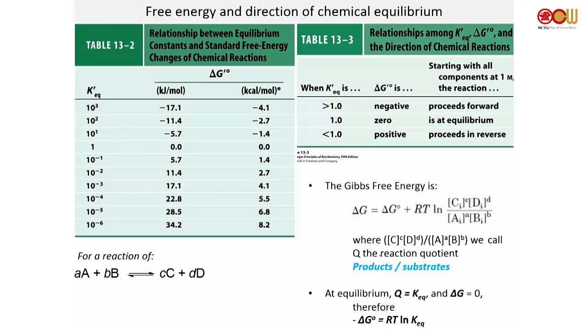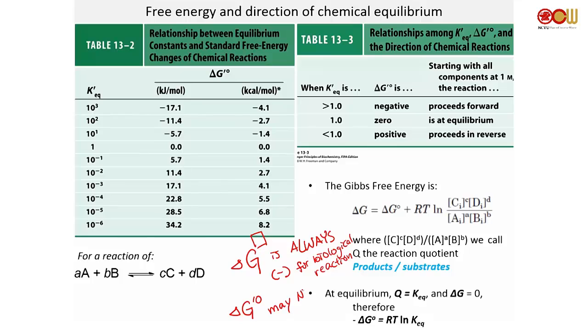Now, this is a review again of free energy and the direction of chemical equilibrium. Always when we represent a chemical reaction, we say delta G is negative or positive. Delta G is always negative for biological reactions. Let me write this down here. This is actually important. Notice I don't put the prime. Delta G prime standard may not be negative.